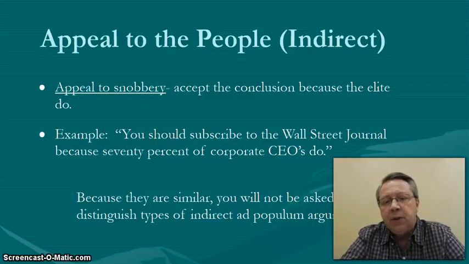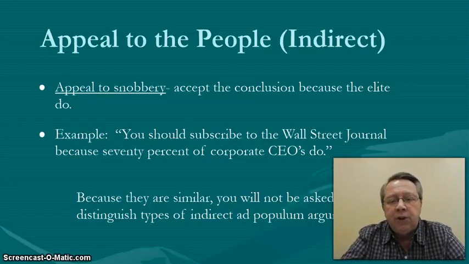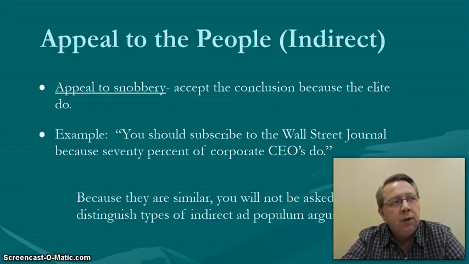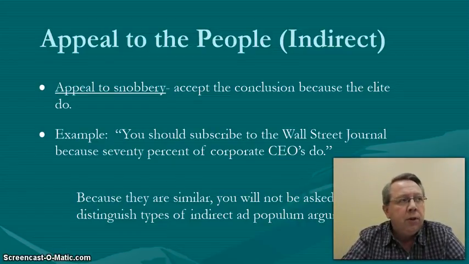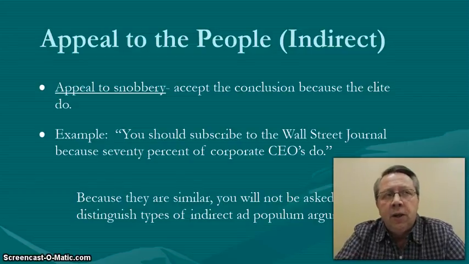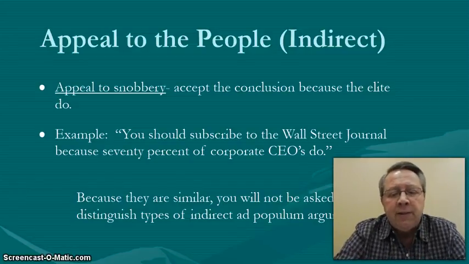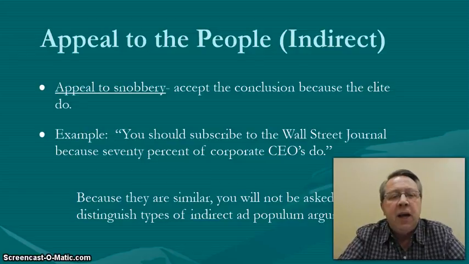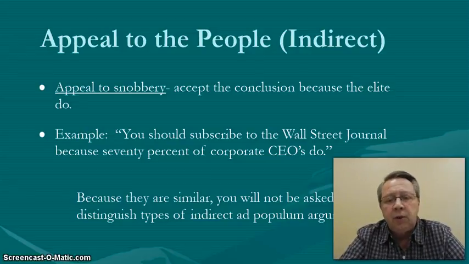The third one would be an appeal to snobbery. This accepts the conclusion because the elite do. You should subscribe to the Wall Street Journal because 70% of corporate CEOs do. Okay, how many people on the street do you know that read the Wall Street Journal? Okay, and so because they're similar, notice this is a key point. Because they're similar, you're not going to be asked to distinguish the different types. You just have to say whether it's direct or indirect.